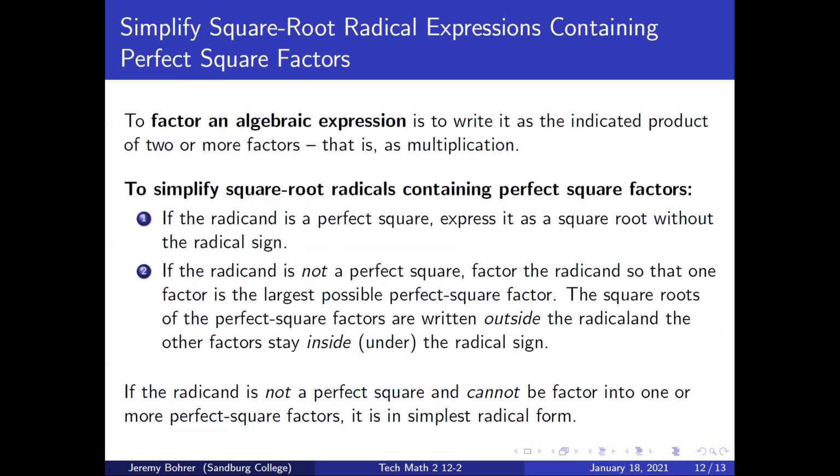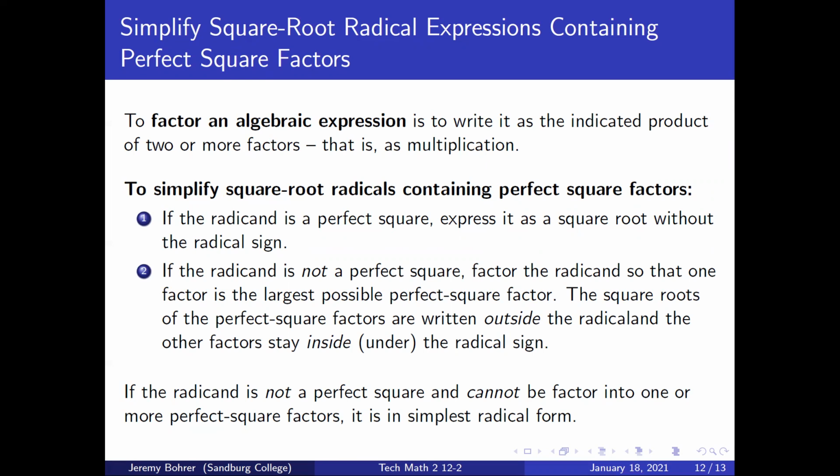To factor an algebraic expression is to write it as the indicated product of two or more factors, that is, as multiplication. To simplify square root radicals containing perfect square factors: First, if the radicand is a perfect square, express it as a square root without the radical sign. If the radicand is not a perfect square, factor the radicand so that one factor is the largest possible perfect square factor. The square roots of the perfect square factors are written outside the radicand and outside the radical, and the other factors stay inside under the radical sign.